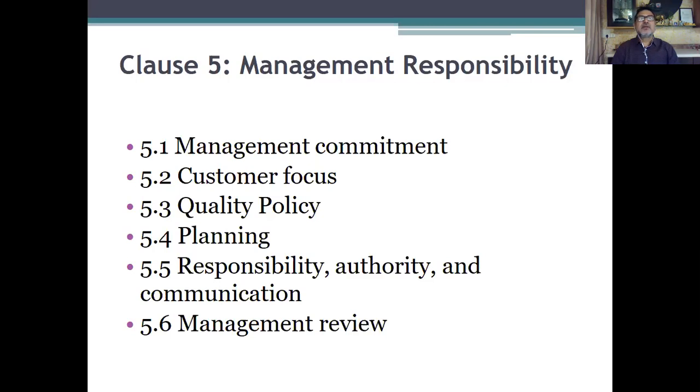5.6 Management review. At least once a year, the top-level management must review the QMS in order to determine its appropriateness. That means, does it serve its purpose and satisfy the needs of the organization? Adequacy. Does the QMS conform to the standard requirements? Applicability. Are activities performed according to the procedures? Effectiveness. Does it accomplish the planned results?